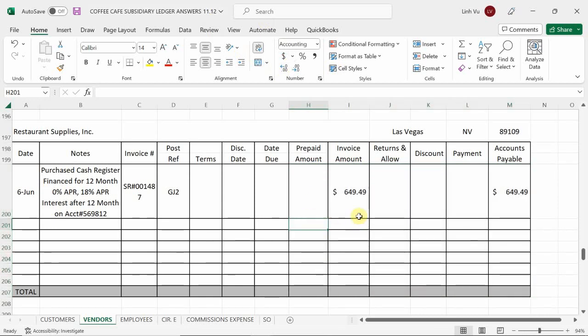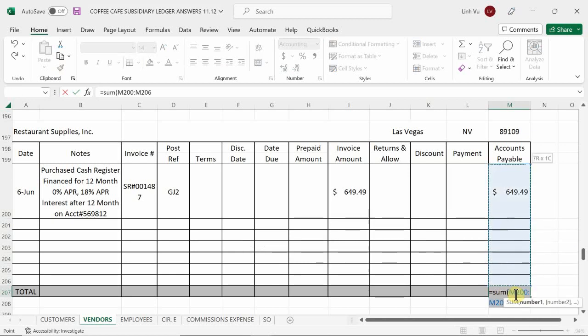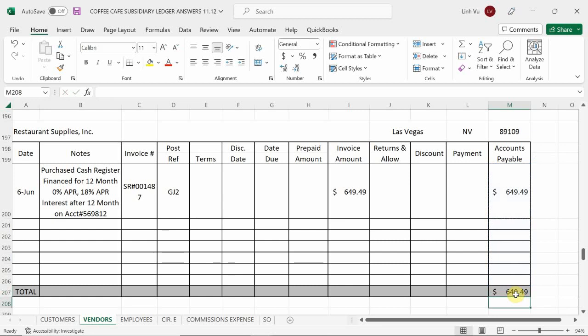So in this gray area down below, if you don't have it set up already, this is just an equal sum to let you know how much money you owe a particular vendor. In this case, I owe $649.49 to restaurant supplies. What you're going to notice is that this grand total sums up all of the invoices that you owe a particular vendor.